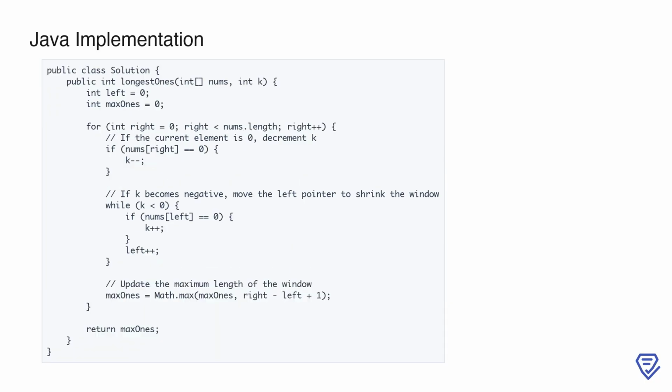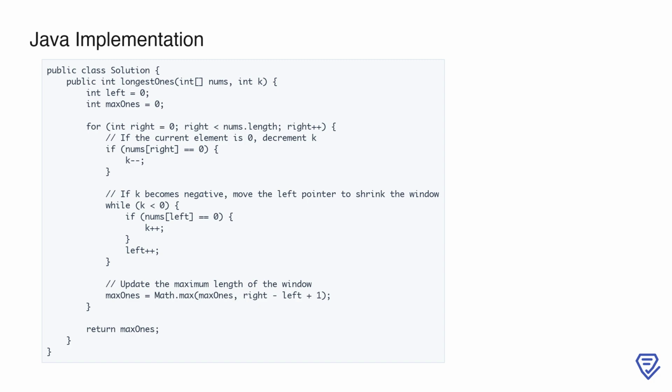This is the Java implementation of the Max Consecutive Ones III problem from LeetCode. The logic mirrors the Python solution, using a sliding window approach to maximize the length of subarrays containing ones after flipping at most k zeros. Key differences include explicit type declarations for variables and Java's class structure.